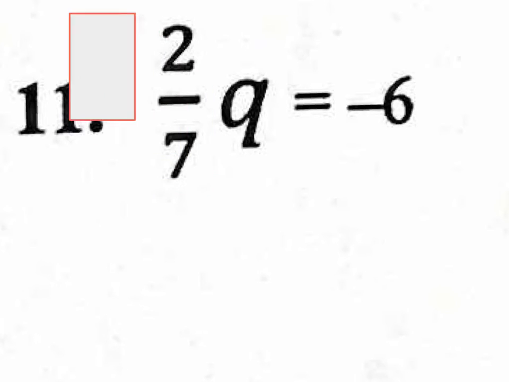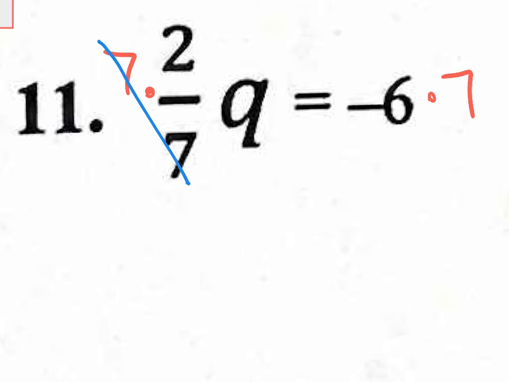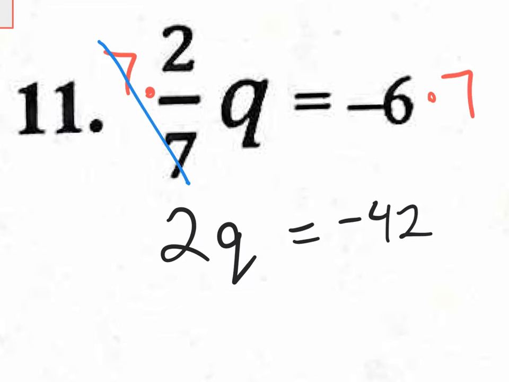So I'm going to get rid of that divided by 7 by doing the opposite, right? If there's a fire, turn it off with water. If there's a divided by 7, we're going to multiply by 7. Keep the balance by multiplying both sides by 7. The 7s cancel. Why? Because 7 divided by 7 is 1. What's left over? 2q equals, and negative 6 times 7 is negative 42. Calculator will help you with that if you need it.